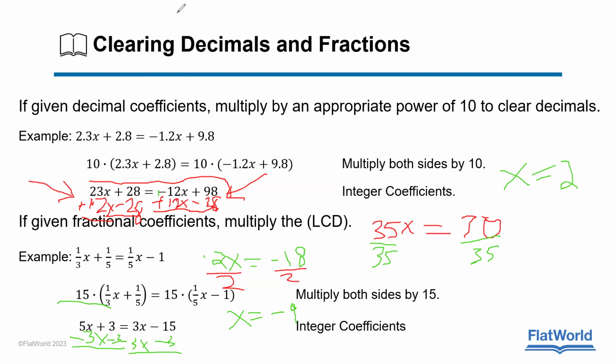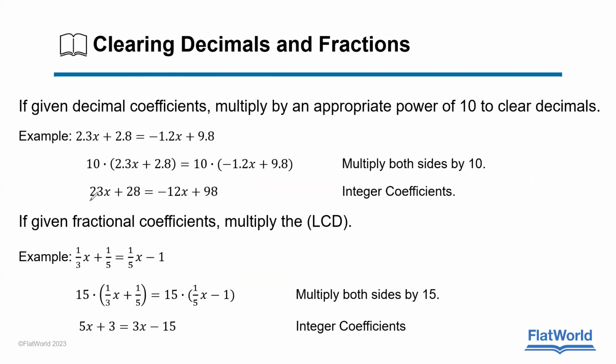Any questions with clearing the fraction? It's a lot, but with clearing the fraction, again, we multiply out to get whole numbers. We multiply out to turn this ugly fractional equation into a nice integer equation.